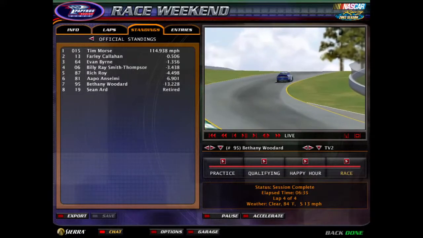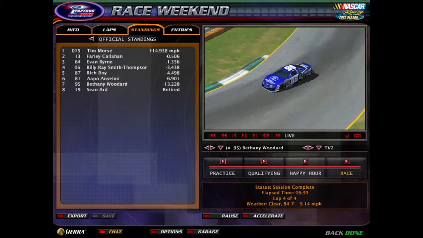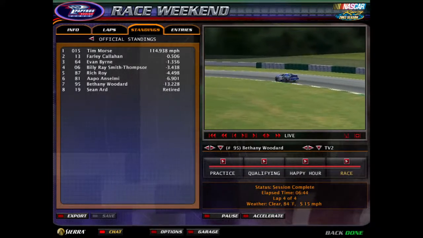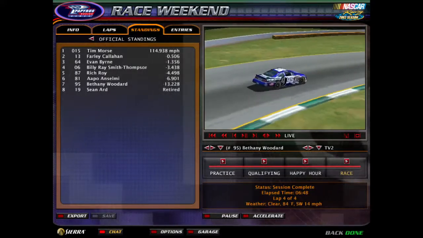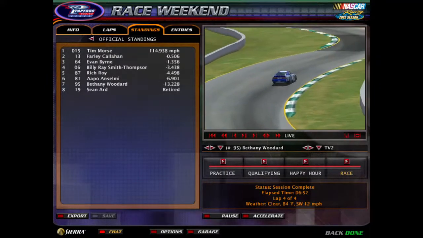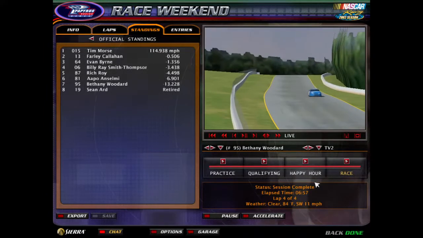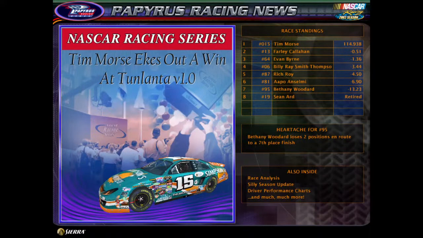So Tim Morse, Callahan, Byrne, Smith-Thompson, Rich Roy all make it into the Grand Prix of Road Atlanta, in which Anselmi, Woodard, and Ard don't. So that's 2 of the Lycoyas not making it, and 2 of the DNCs not making it. Ooh. Just ooh. The 2 best teams from last year already have 2 of their cars not making it, possibly all 3 from the Lycoya Brigade. That's a scary thought there. Very scary thought.